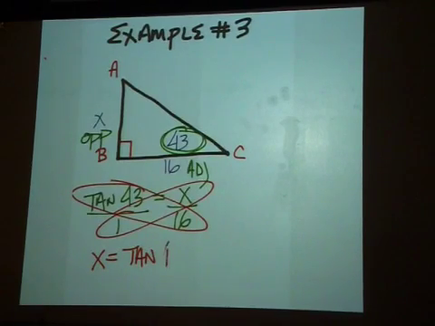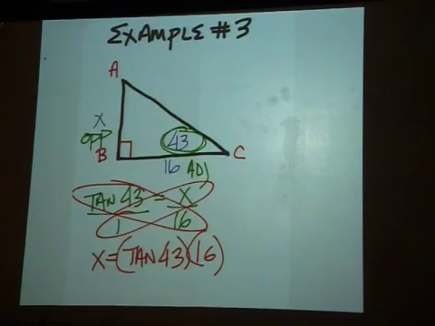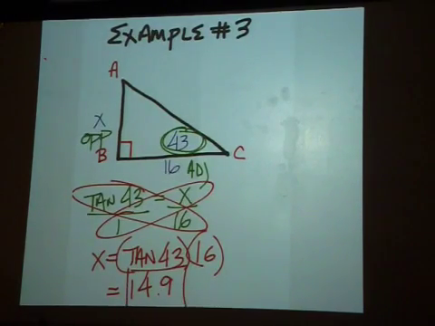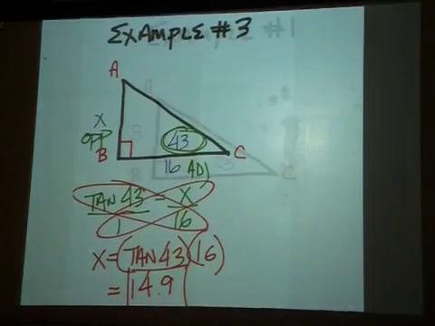So when you multiply tangent 43 times 16, you have to do tangent 43 first. And that's 0.93251 and on out. Leave that in your calculator and multiply by 16. And your answer is 14.9 if you round to the 10th place.